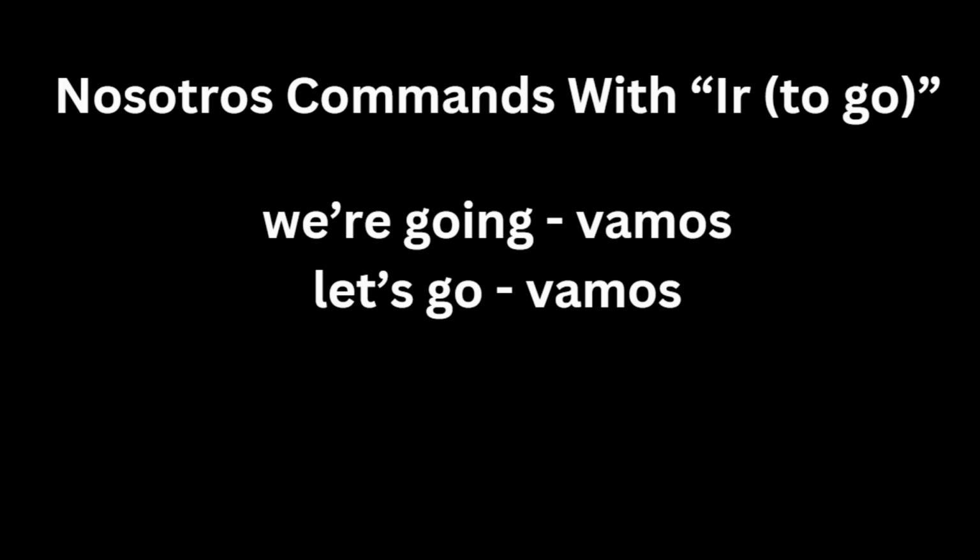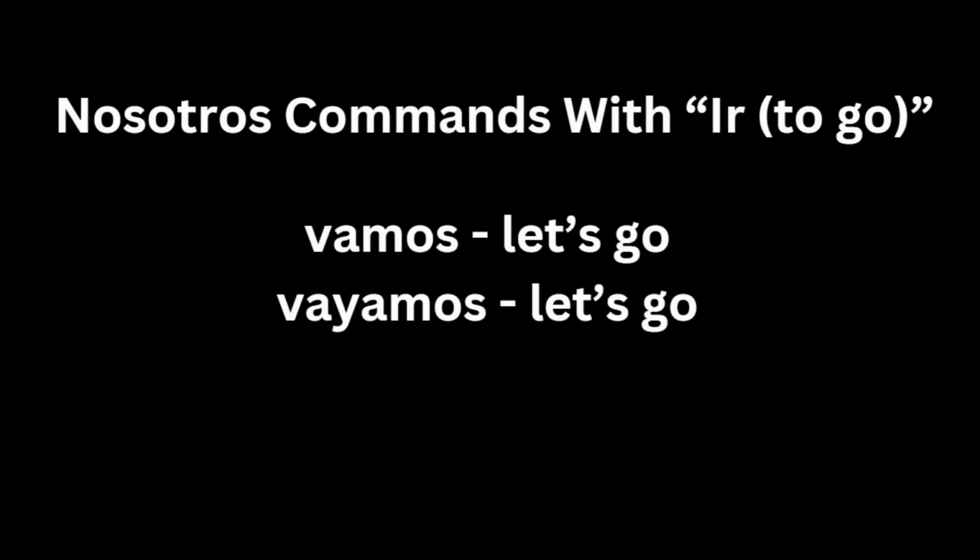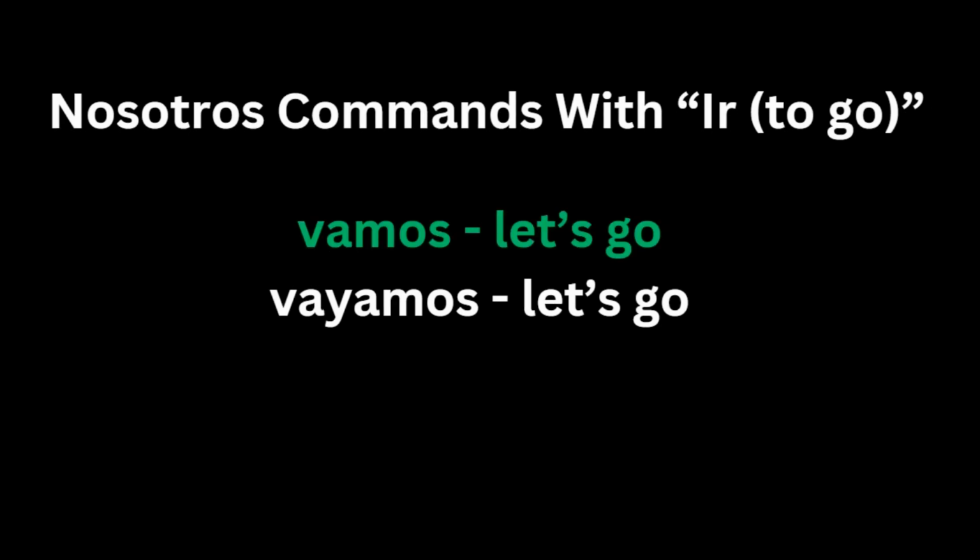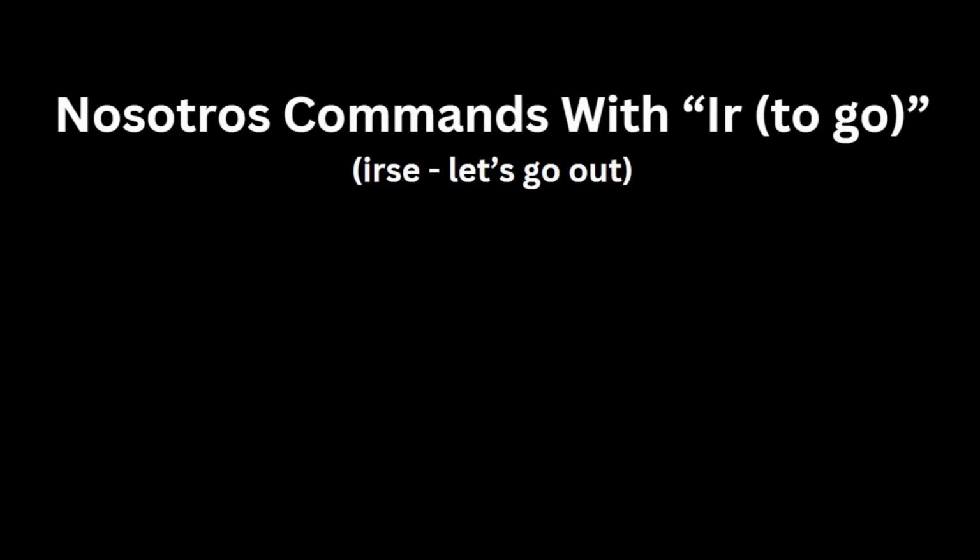However, using vamos as let's go is informal in context because there's a second word in Spanish that means let's go. Ir is actually irregular in the nosotros command, being vayamos, which formally means let's go. Both vamos and vayamos mean let's go, but context will change the action based on the situation. The reason why I'm concentrating on the word vamos so much is because in Spanish you have the reflexive verb irse, meaning to go out. This verb is very tricky to understand, especially with nosotros commands.